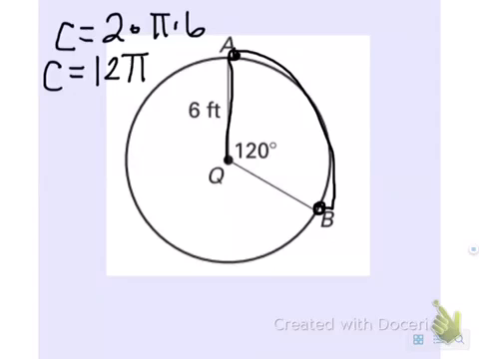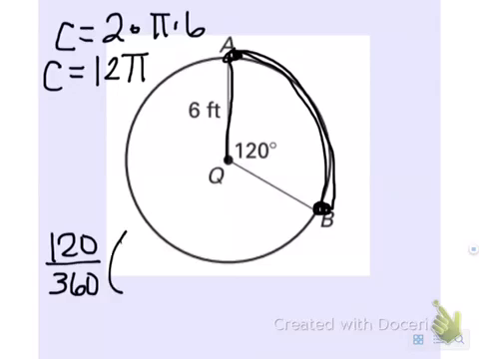The problem is I don't want to find the circumference of the whole circle. I only want to know how far it is from A to B. Now remember that a whole circle has 360 degrees. So if I'm only using 120 degrees, I'm only using that part of the circle. So I would say 120 divided by 360 would give me the part of the circle that I'm interested in. And I want to know the part of the distance around, so I'm going to multiply that by the circumference, because I only want to know part of the circumference.